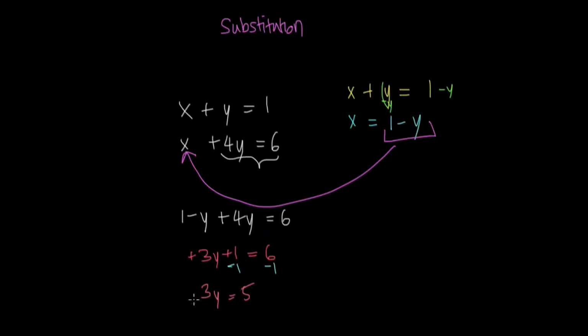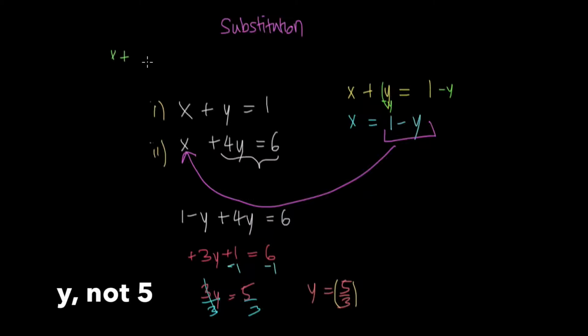And then to get the value of y, I divide the equation by 3 on both sides, and that gives me y equals 5 over 3. Now with this value of y, I can substitute that into either equation 1 or 2. And if I choose to go with 1 because it seems a lot simpler, then I can go x plus, and then instead of writing y, I just write 5 over 3.